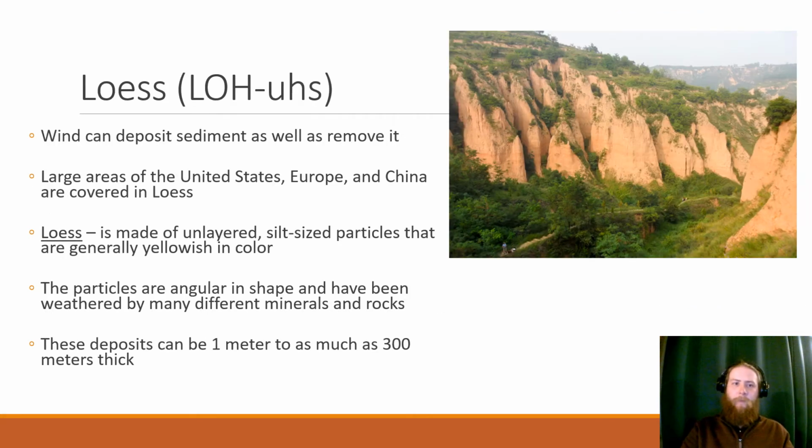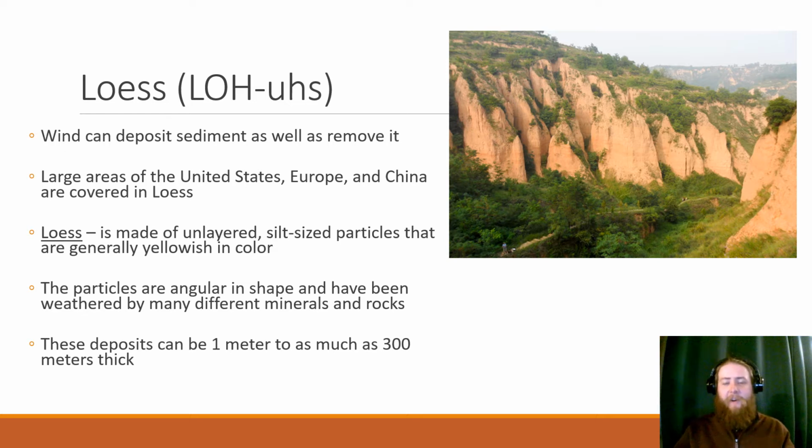All right, loess. This is sediment that has been deposited by the wind. So instead of removing sediment, this is sediment that's getting placed somewhere. There are large areas in the United States, Europe, and China that are covered in this loess, and they are made of unlayered silt-sized particles that are generally yellowish in color.